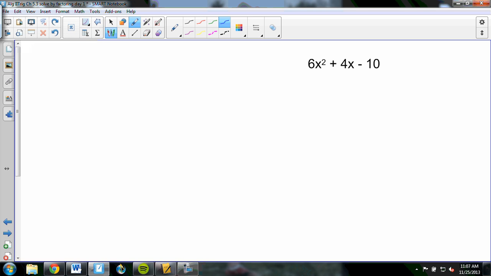Anybody factor this? Take a shot at it. Well, I'm not completely sure what the other variables are going to be, but would you split up the 6x into a 3x and 1 and then 2x and 9? Or it could be this, or it could be this. Right, there's 2 possibilities, which makes this much more difficult.